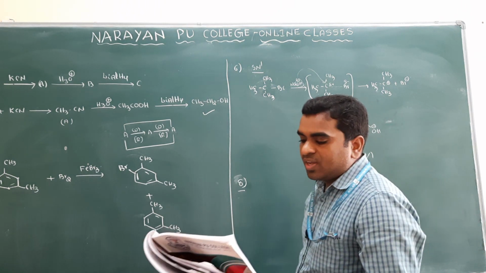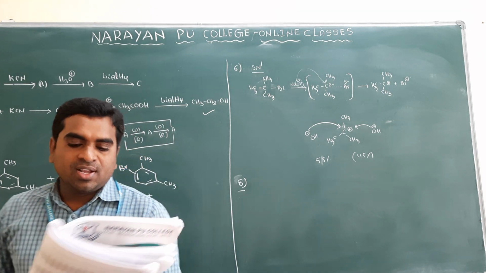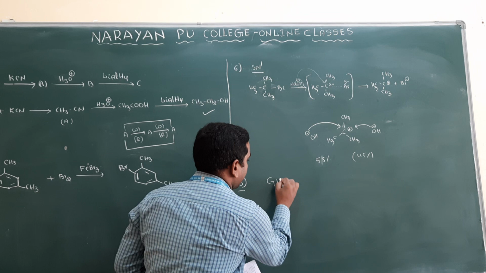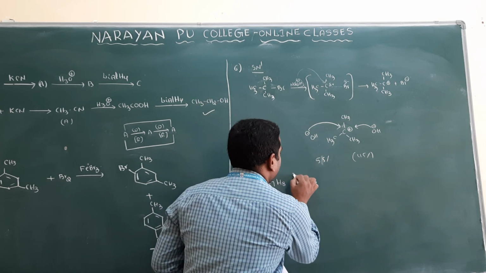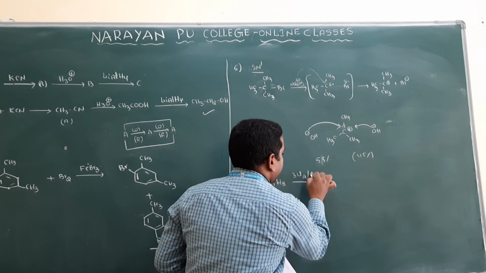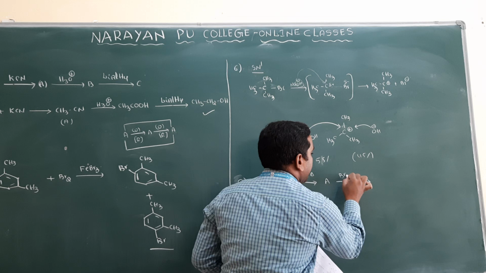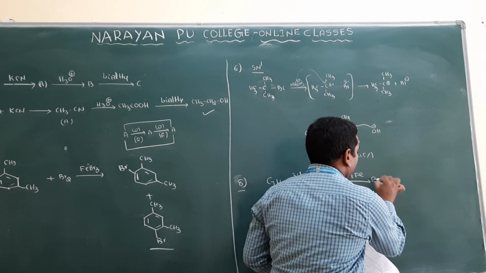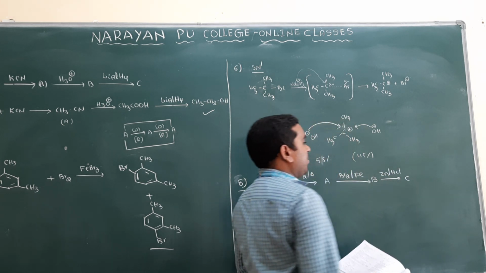The compound C7H8 undergoes the following reaction. So what is the answer? They have given C7H8. What have they mentioned here? They have mentioned 3Cl2 and heat. You will get the compound A. Then compound A is treated with bromine and iron, and you will get the compound B. And compound B is treated with zinc and HCl, and you will get the compound C.